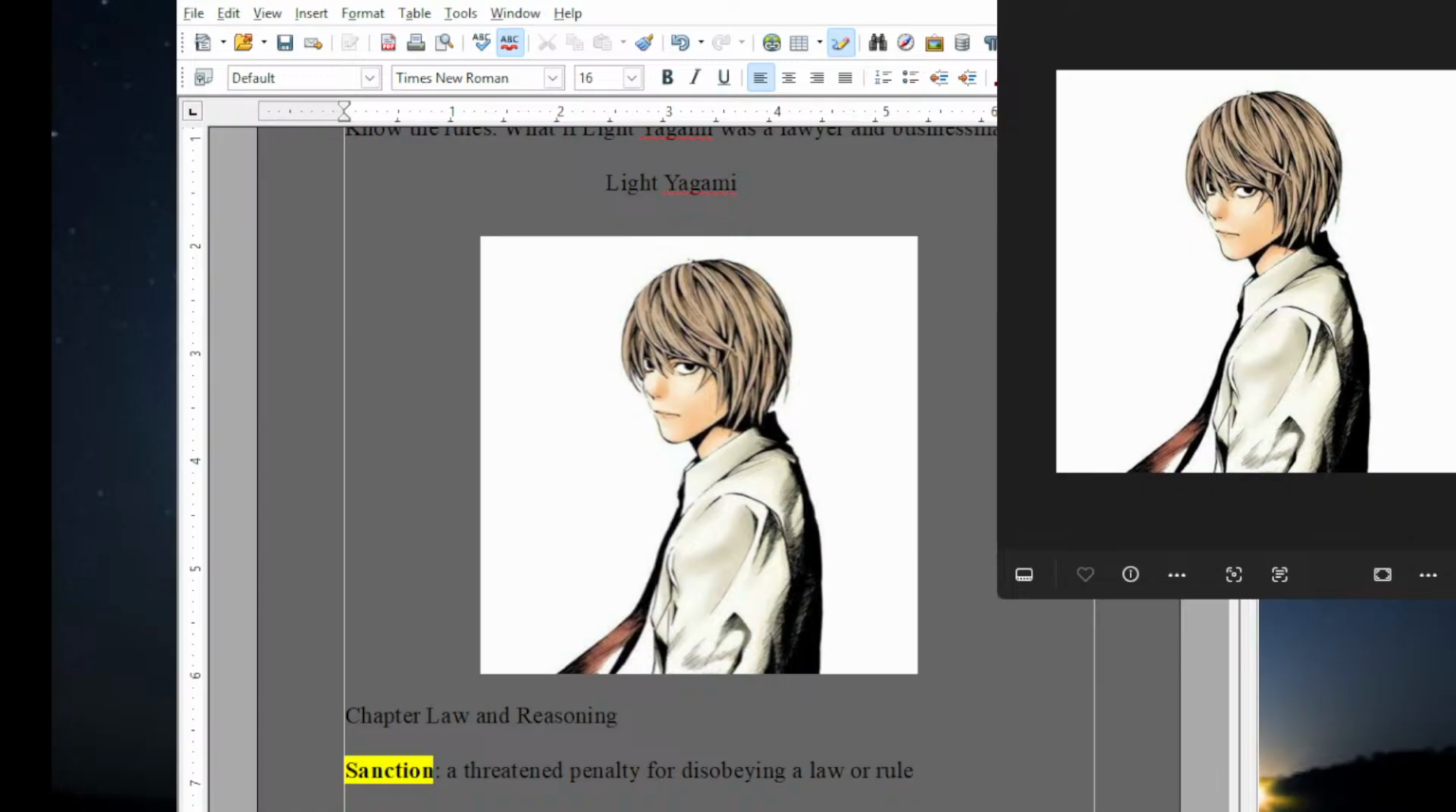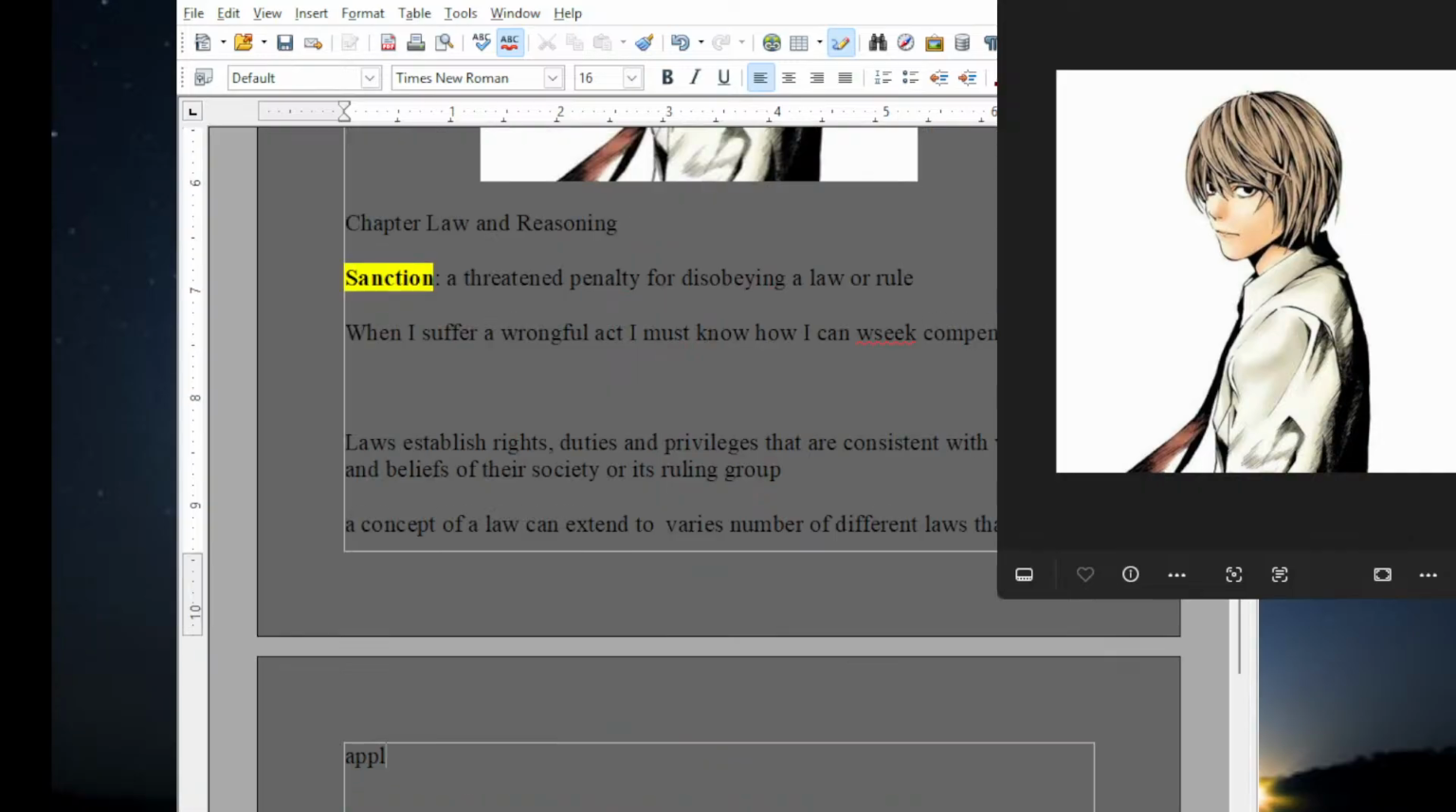A concept of a law can extend to a various number of different laws that may apply to it.